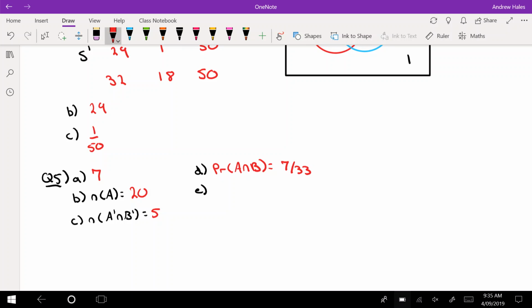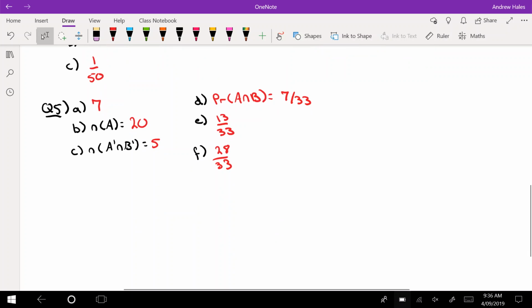Probability of something being not in A, 13 out of 33. And F, the union, is 28 out of 33. Make sure you've got your sheet in front of you looking while I'm doing these solutions, guys, because otherwise you're going to be totally lost with the numbers I'm picking out.